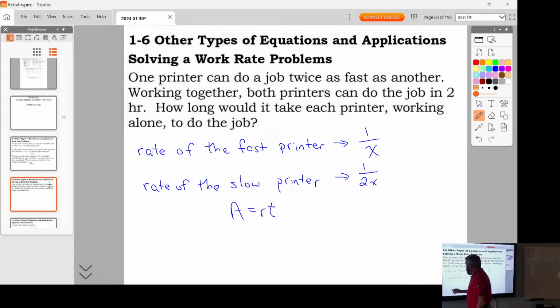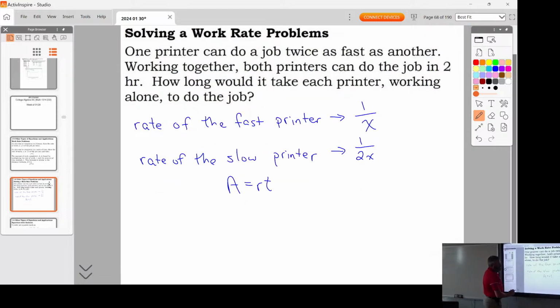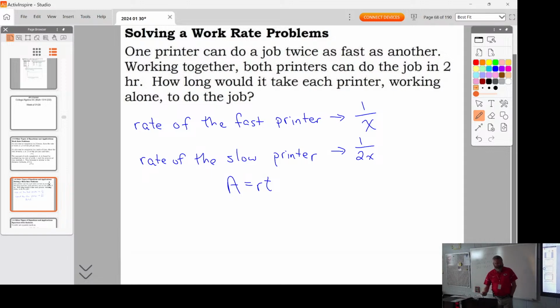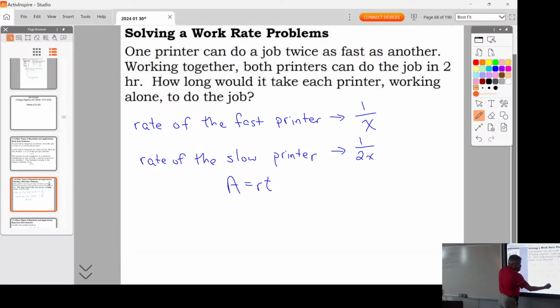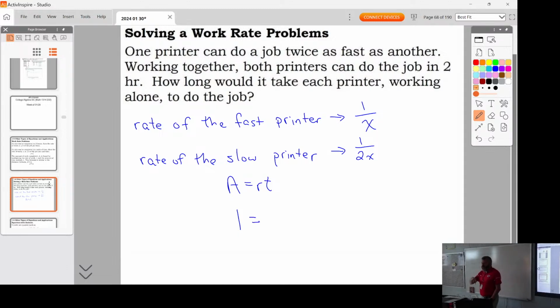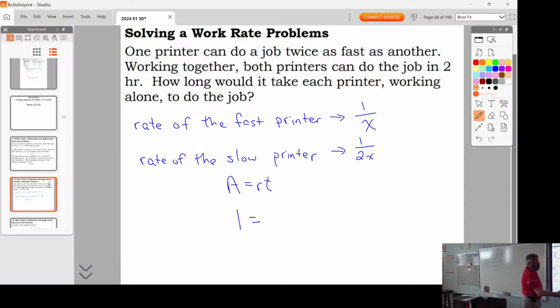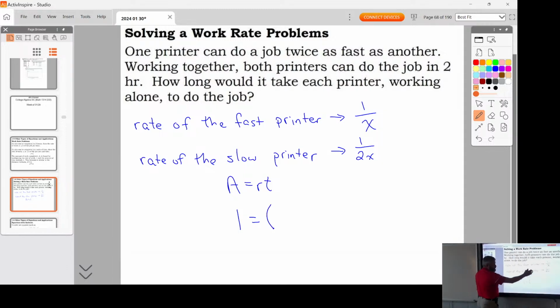A represents how many jobs we're doing. How many jobs are we doing? One. R represents the speed at which we're working. And because both printers are working at the same time, as you said, our rate is going to be adding the two printers together. 1 over x plus 1 over 2x.